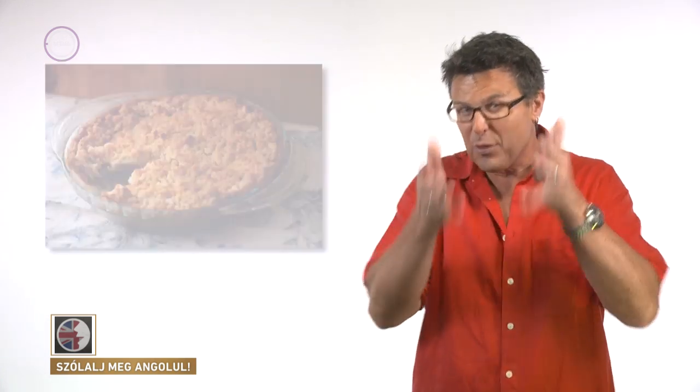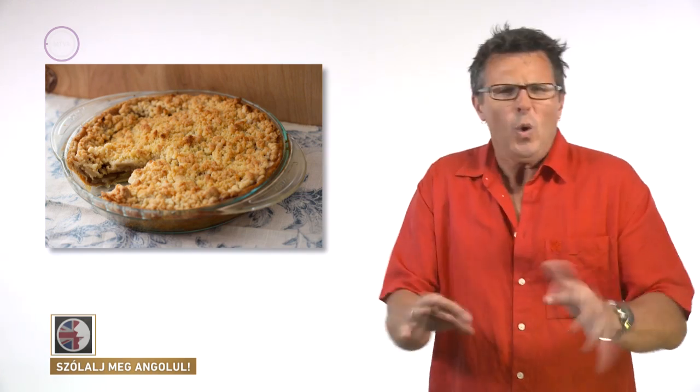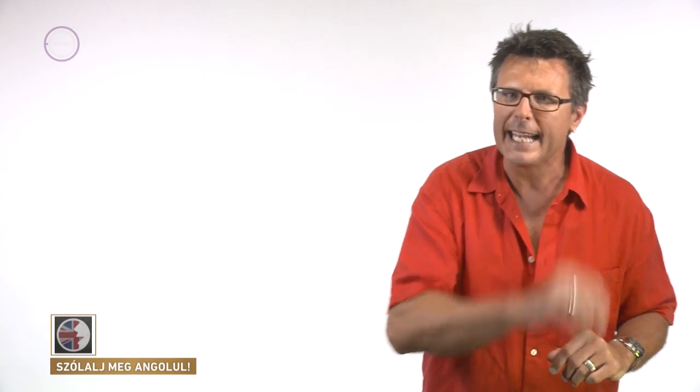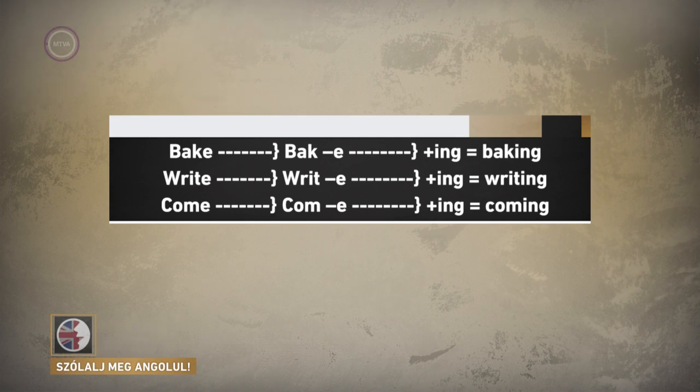Okay, so that's apple crumble. But we're talking about spelling, not dessert. So back to the spelling. The verb is to bake, but when we add the ing ending, we remove the E from the end of the verb first. Bake, baking, write, writing, come, coming.